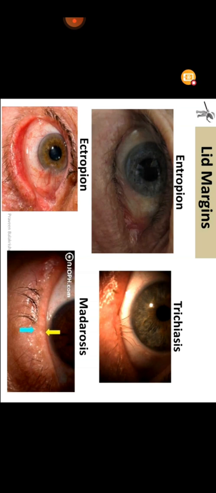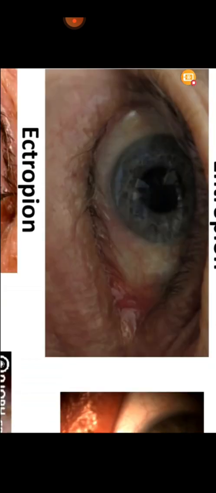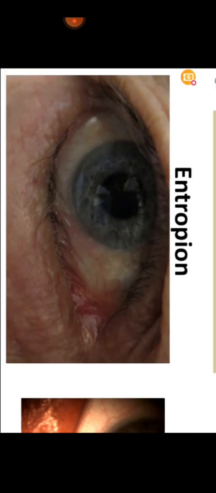Now, in this first picture, in the anterior lid margin there will be the eyelashes. We can see in the first picture that the anterior lid margin has been turned inward, so that the eyelids adhere to the sclera or touch the sclera. Such a condition where the entire anterior lid margin has been turned inwards is called entropion.